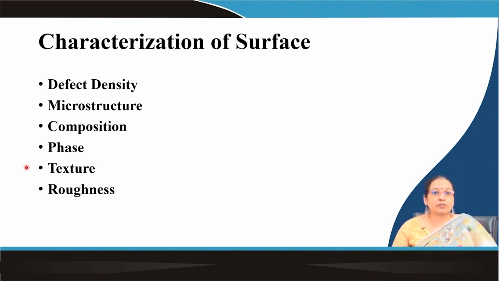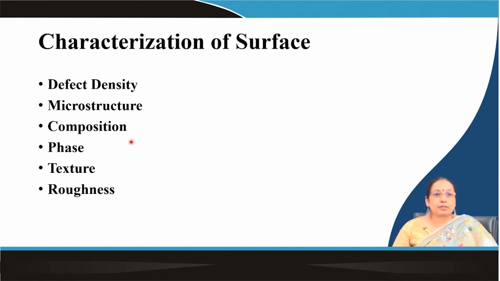You will get information about the texture by X-ray diffraction analysis, as well as by the electron backscattered diffraction technique. And about the microstructure you will be able to know from the optical microscope, scanning electron microscope, as well as transmission electron microscope. So, microstructure, composition, phase and texture are basically the major components of the structure of the material, the structure of the component. So, these are very important to be characterized.